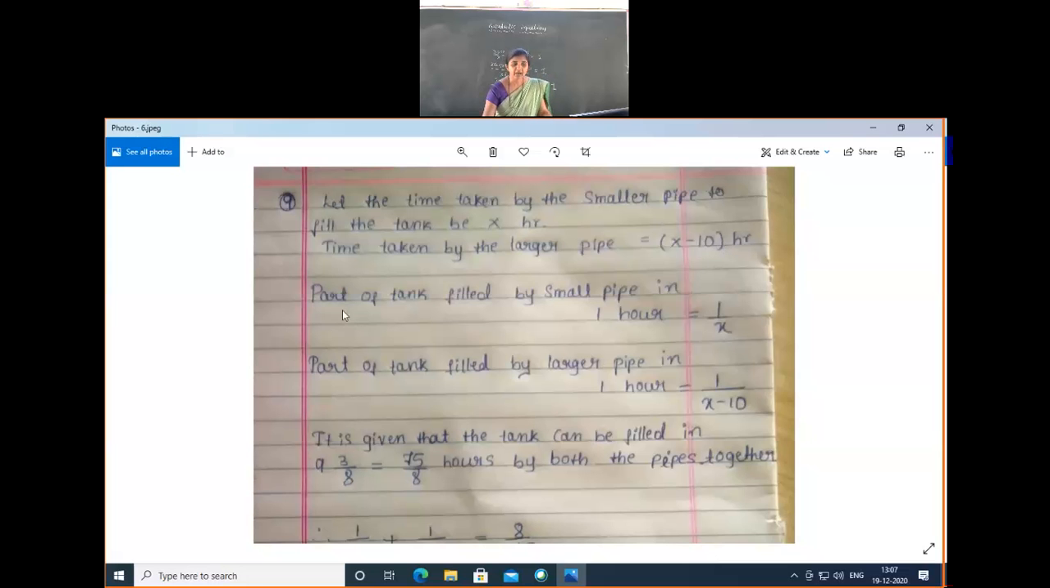Next, part of tank filled by the small pipe in 1 hour. Now we are converting this situation into 1 hour. Okay, part of the tank filled by the small pipe in 1 hour. So in 1 hour how much is filled? 1 by x. Understood? This is for 1 hour.